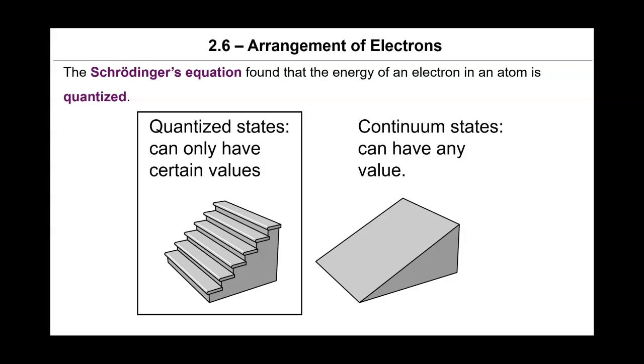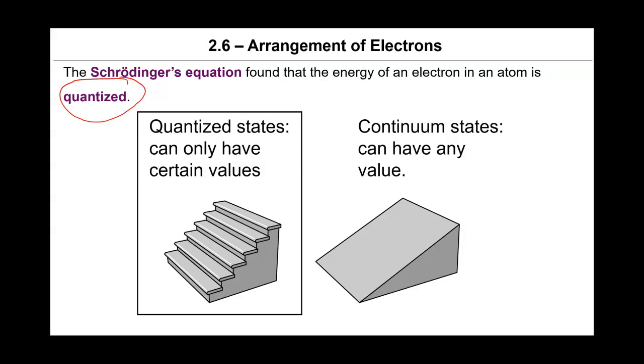So Schrödinger's equation, when we solve it for the energy of the electrons in atoms, gives answers which are what we call quantized. So the energy of electrons in an atom is quantized. That means that it can only have certain specific values. It can't have any value.